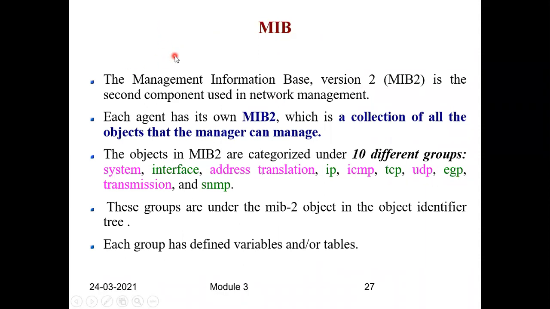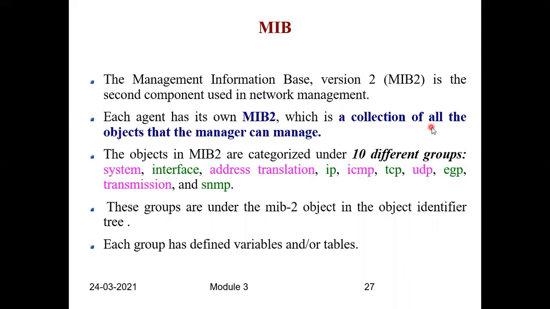Now comes MIB, the management information base. We are using version 2. It is the second component used in network management. The first component we discussed was SMI, and the second component is your MIB. The third component will be SNMP, which we will study tomorrow. So the second component is MIB version 2, called MIB2. Each agent has its own MIB2.